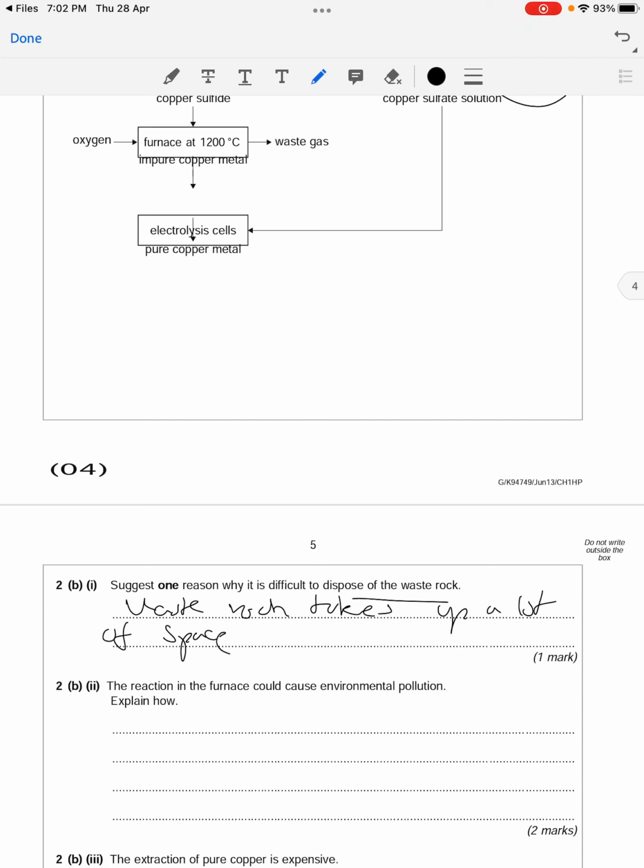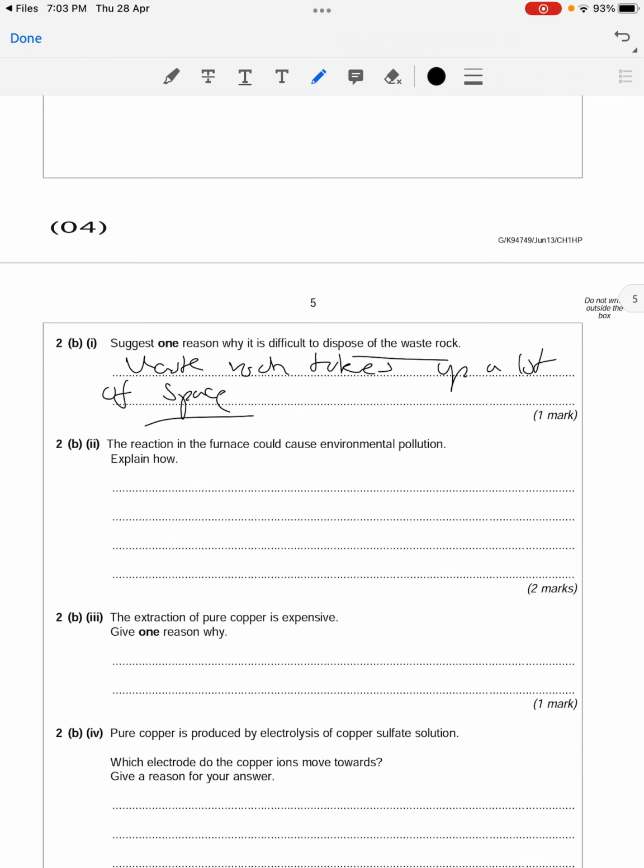Okay, so that's why it is difficult to dispose of waste rock, due to it taking a lot of space. So that means maybe you need a lot of trucks in order to take the waste rock out, or throw it in areas where maybe it contains toxic compounds, right? So the main thing is space here, and maybe the toxic levels of the rock, but mainly it's space. It takes up a lot of space.